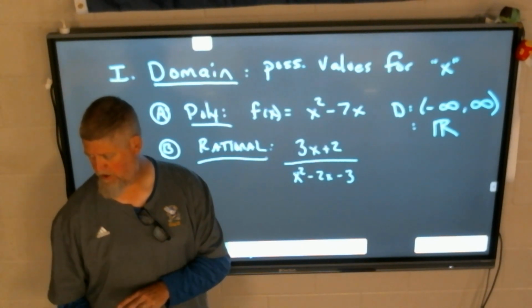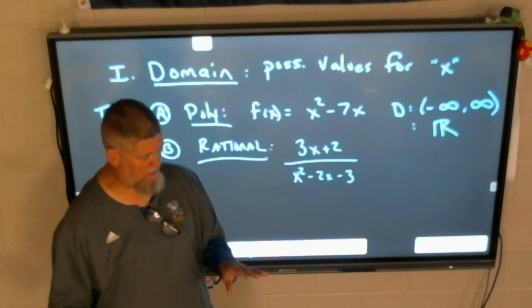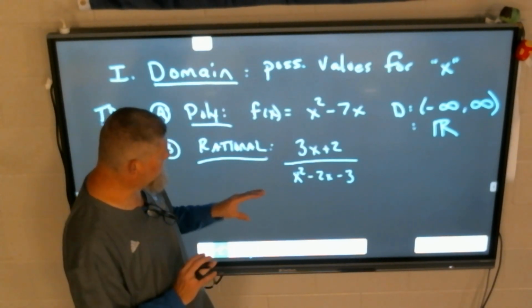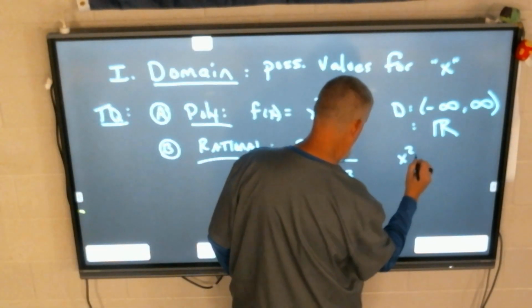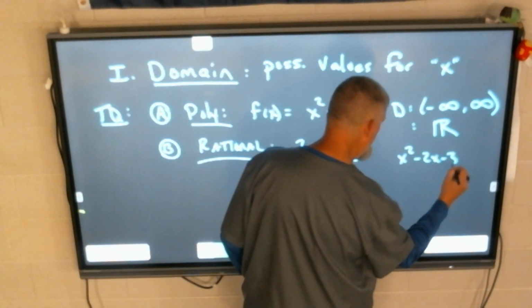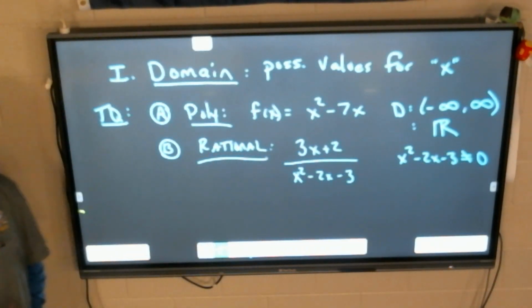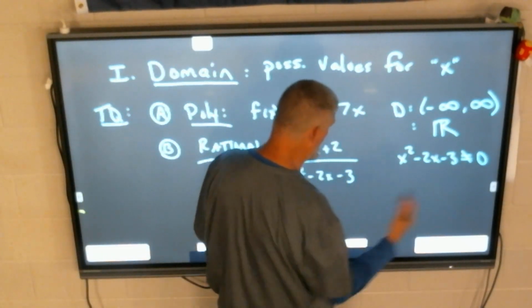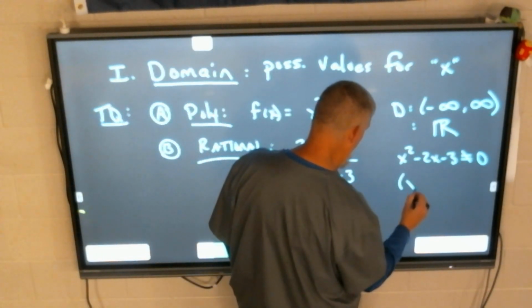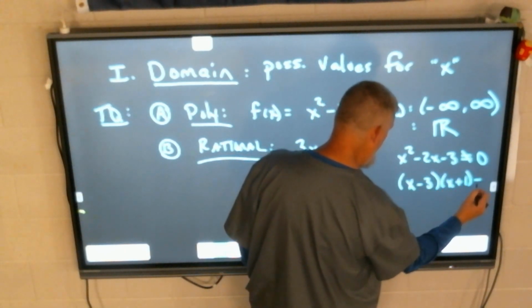Because you cannot do this. You can never divide by 0. Thou shalt not divide by 0. 11th commandment. Okay? So x squared minus 2x minus 3 cannot be 0. That's my limitation. Any other number works except for the values that make that denominator 0. So we have our quadratic. Let's go ahead and solve it. Remember, you can factor, you can use the quadratic formula, I don't care. I'm going to go with x minus 3 times x plus 1 cannot be equal to 0.